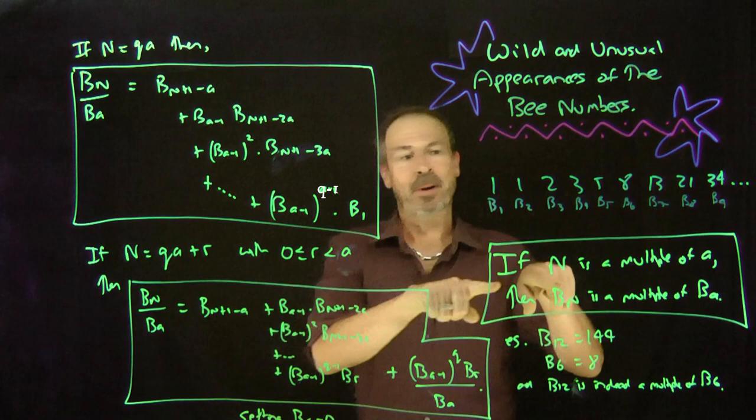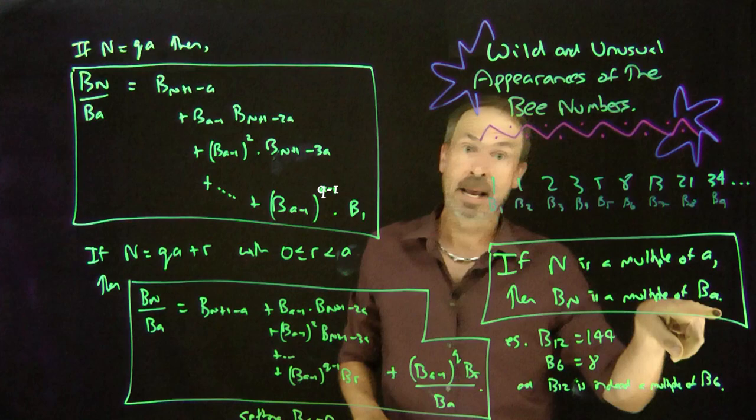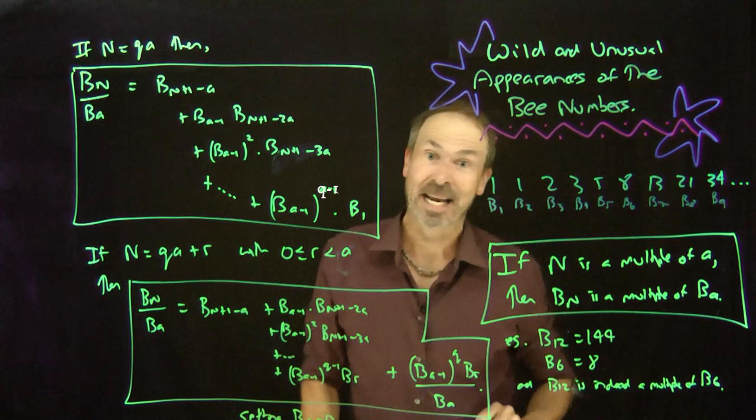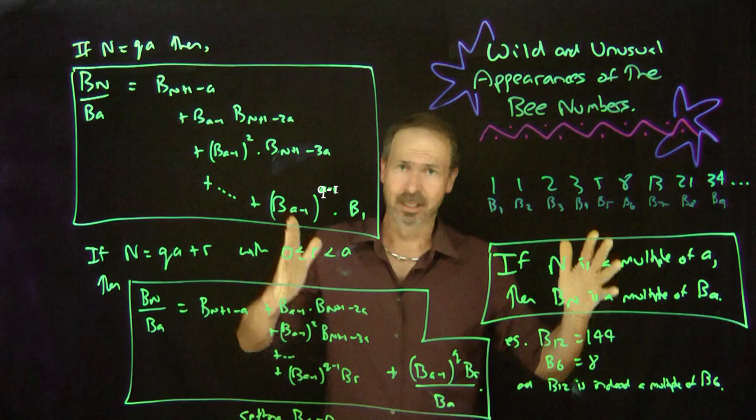Remember, it's well known that if n is a multiple of a, then the nth B number is sure to be a multiple of the ath B number. For example, we looked at this example. If I say the number 12 is definitely a multiple of 6, it turns out the 12th B number is 144, and it's true, it turns out to be a multiple of the 6th B number, which is 8. 144 is a multiple of 8. So there's an amazing multiplicative property to the B numbers, which is strange because they're actually defined by addition. You've got to love it. That's actually astounding and beautiful.